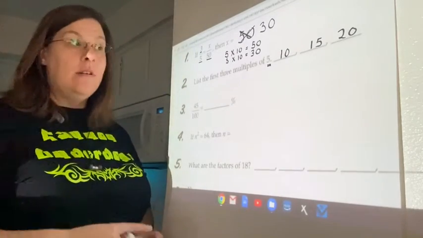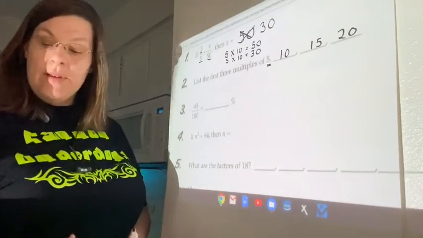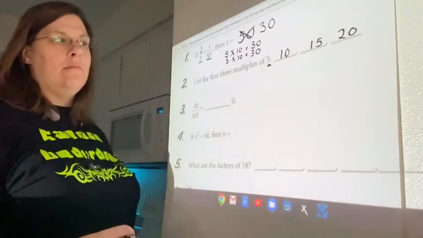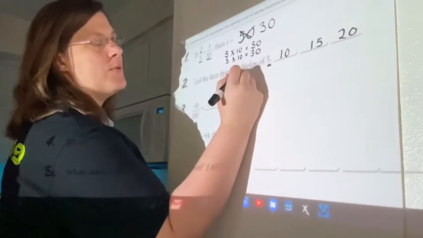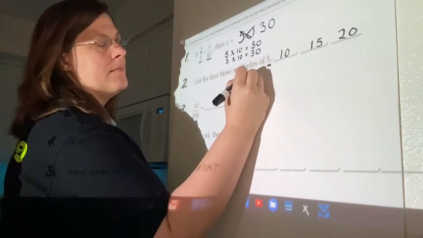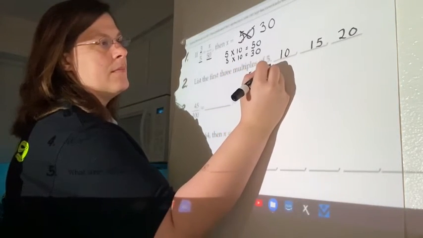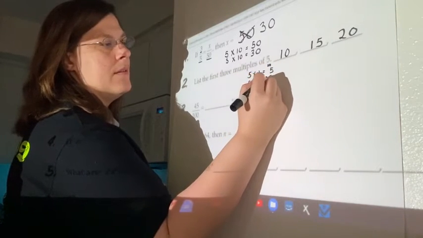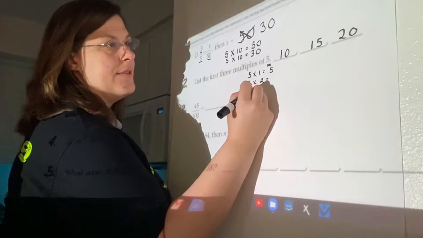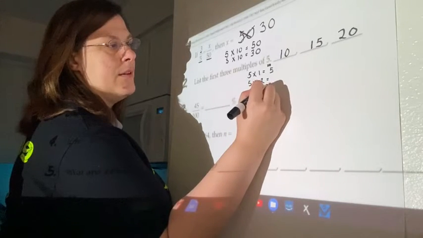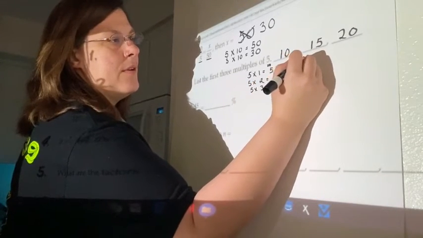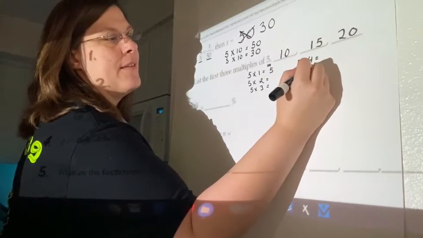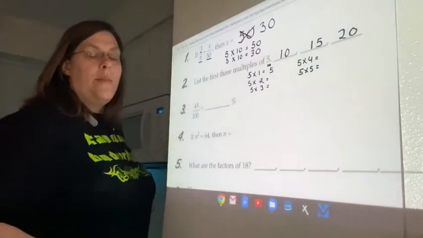We have achieved it. And the reason why we know that that is correct is that 5 times 1 equals 5, 5 times 2 equals 10, 5 times 3 equals 15, 5 times 4 equals 20. And just for fun, we'll do 5 times 5. Okay, so back to our skip counting.